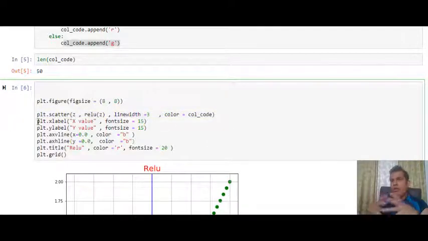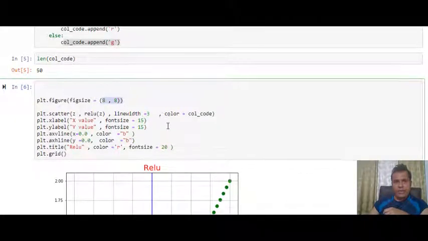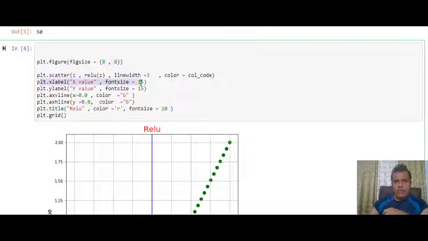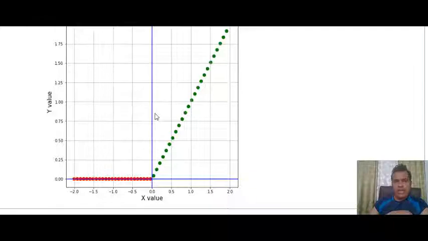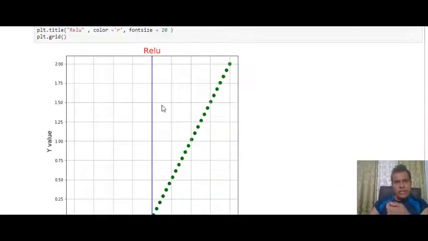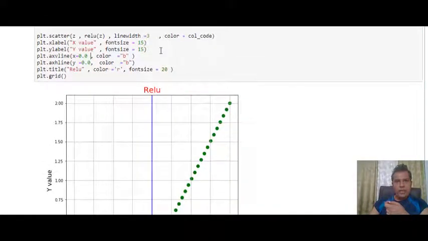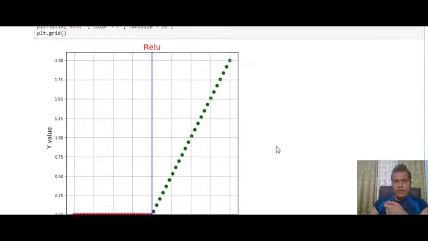I am saying plt.figure 8 by 8, size 8 by 8. And plt.xlabel, whatever you want to write on the x-axis, plt.ylabel, whatever you want to write on the y-axis. Then the next two lines, axvline and axhline. Basically I'm drawing these blue lines which you can see, which are acting as my x-axis and my y-axis. And over here I have set color equal to the color code. So now you can see this is your ReLU function.